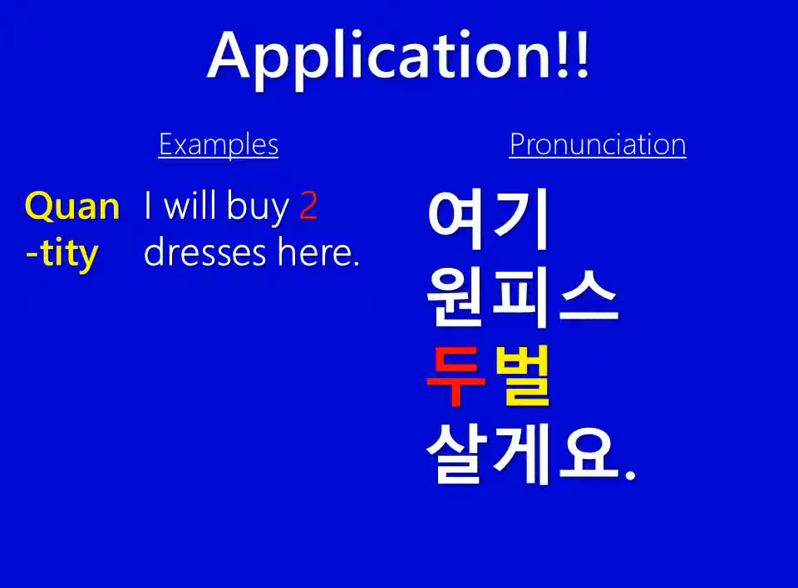여기 one piece 2벌 살게요. 벌 means it's a unit for clothes or cloth or any form of clothes, like trousers or any form of those clothes. You use the word 벌. Okay, 벌. 살게요 means I will buy. So 여기 one piece 2벌 살게요. Okay, 2벌. So 2 here and native Korean word.